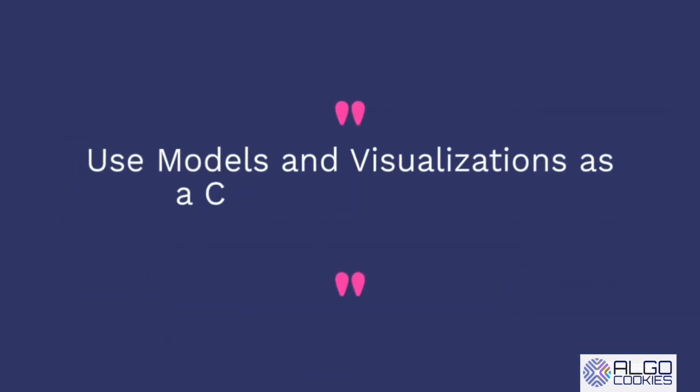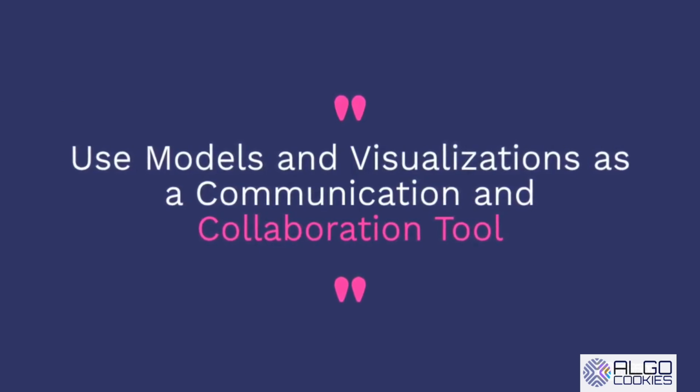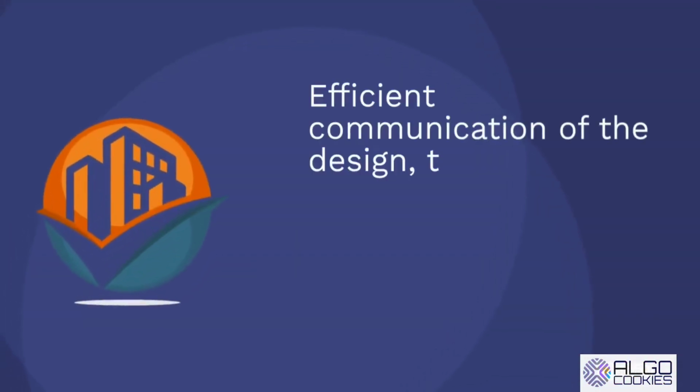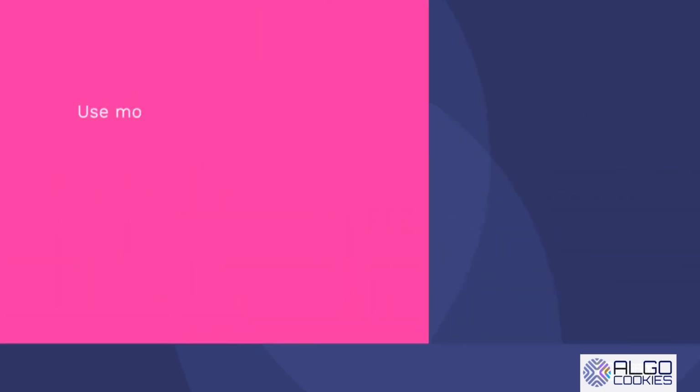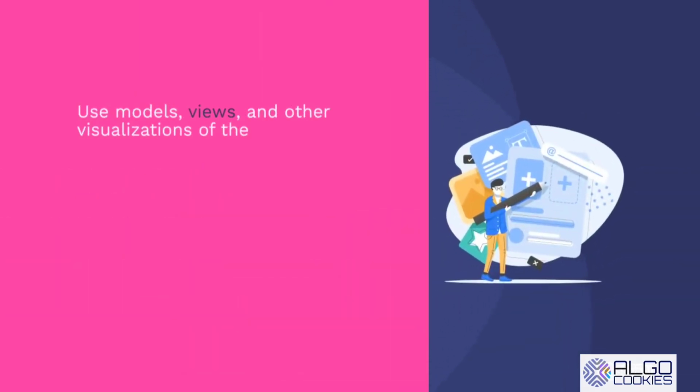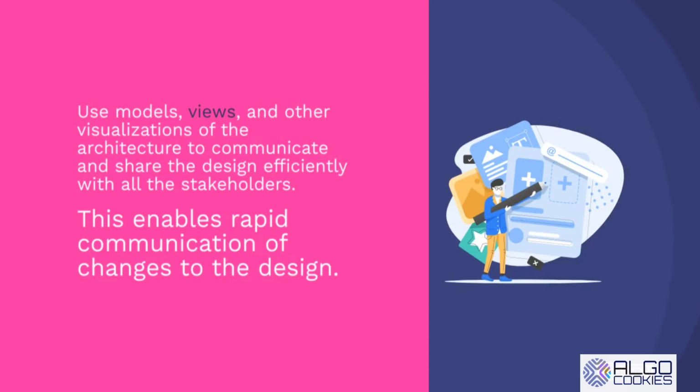Use models and visualizations as a communication and collaboration tool. Efficient communication of the design, the decisions, and ongoing changes to the design is critical to good architecture. Use models, views, and other visualizations of the architecture to communicate and share the design efficiently with all the stakeholders. This enables rapid communication of changes to the design.